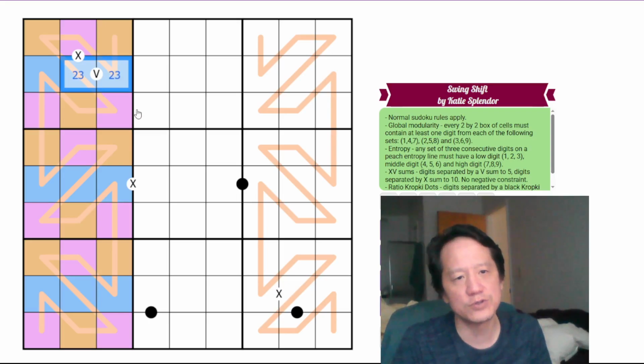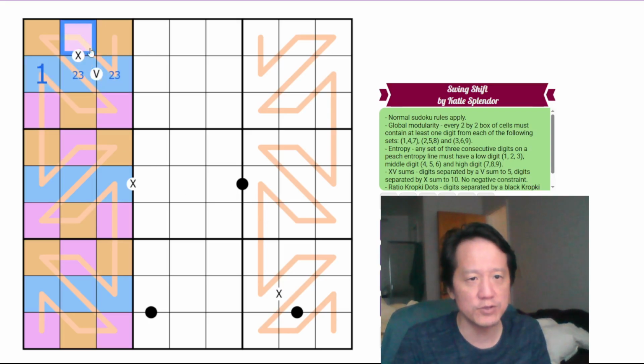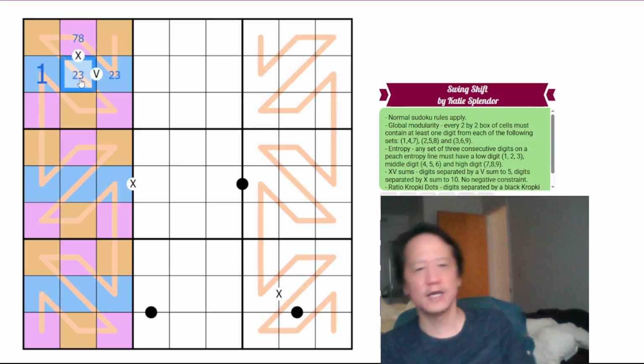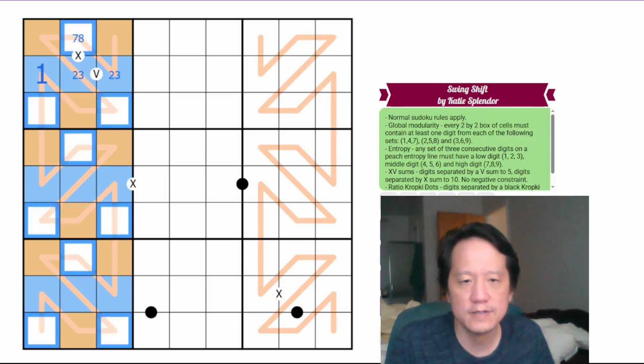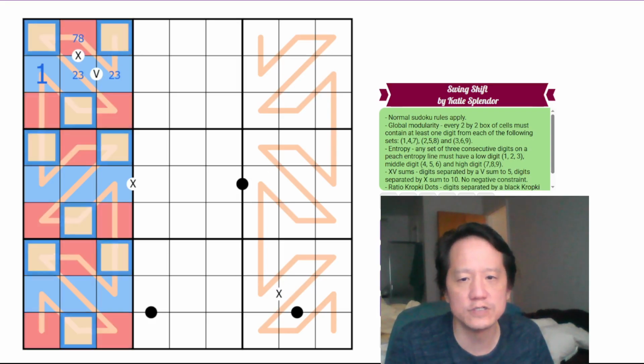So this is 2 and 3 adding up to 5, which forces this to be a 1 because that's the only low remaining. The 2 and 3 must add up with 7 or 8 to add up to 10. So the pinks are all highs. So these are all highs, and the oranges are all medium.